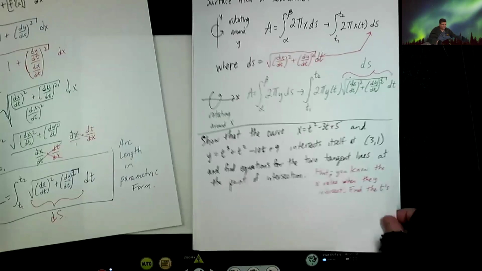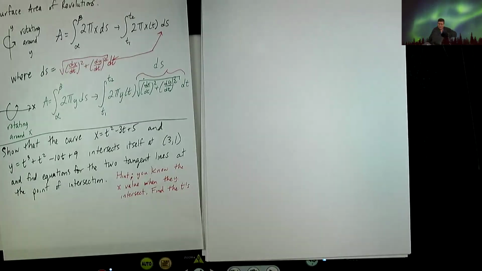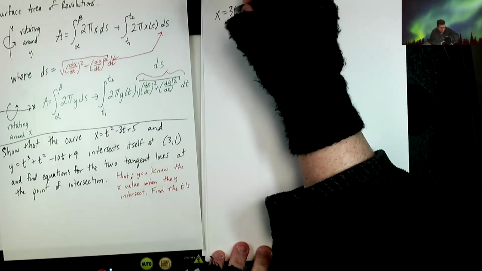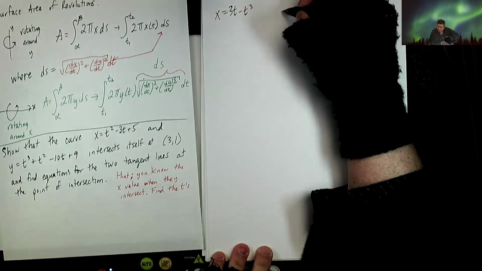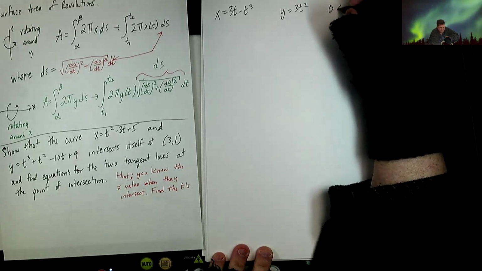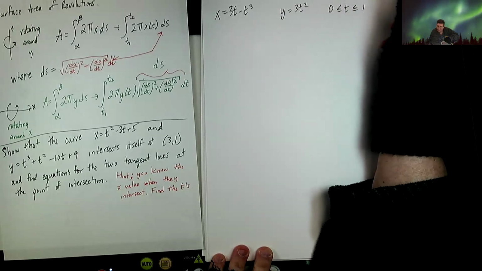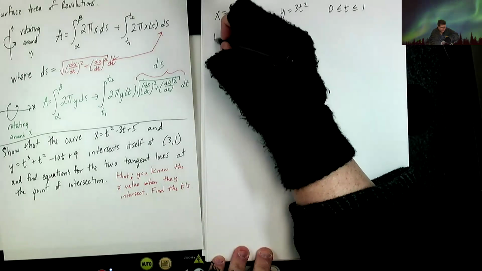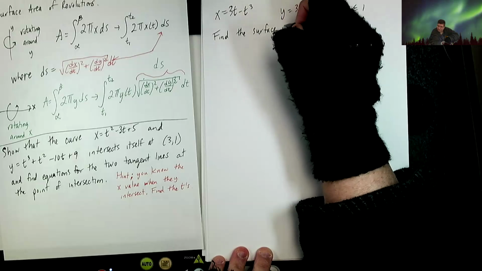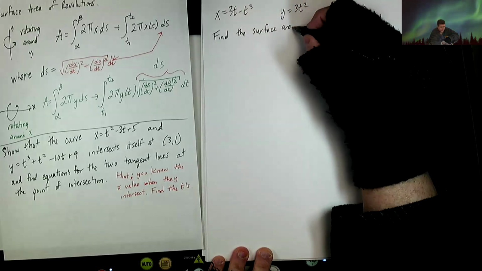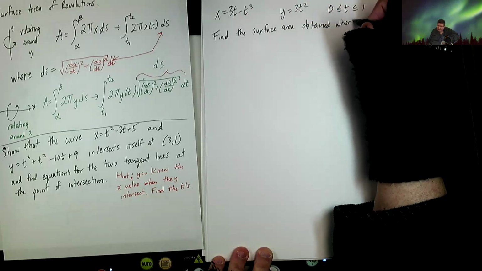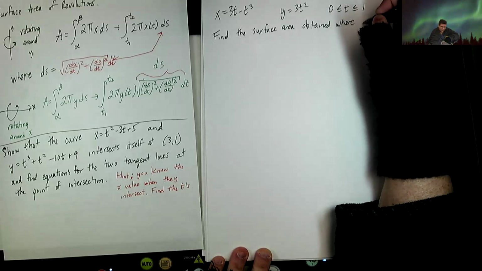And then the other one I will walk through on another piece of paper. We're going to have x equals 3t minus t cubed, y equals 3t squared, and we're going to go from t greater than or equal to 0 to t less than or equal to 1. We will find the surface area obtained when the curve is rotated about the x-axis.